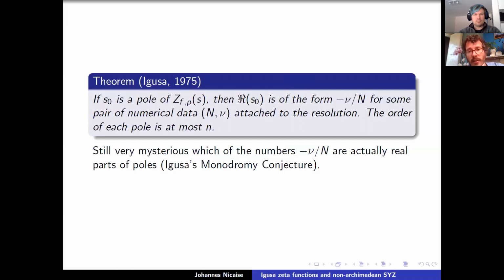For one thing, the p-adic zeta function is independent of the choice of a resolution, whereas the numbers minus nu over n will depend on the resolution in general. But even if you only take the fractions minus nu over n that occur in every possible resolution, you still will have a set which is much bigger than just the real parts of the poles of the zeta function. So there is something going on there. We need an additional criterion to sift out the actual real parts of poles from this set of candidates.